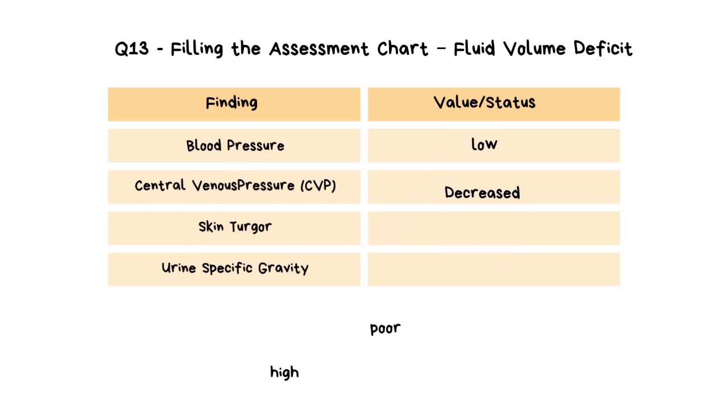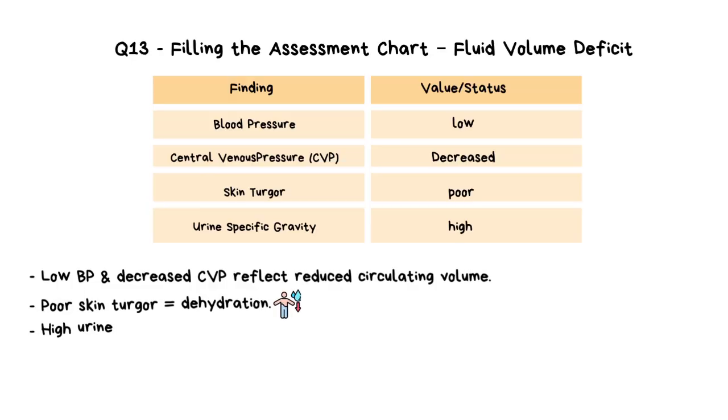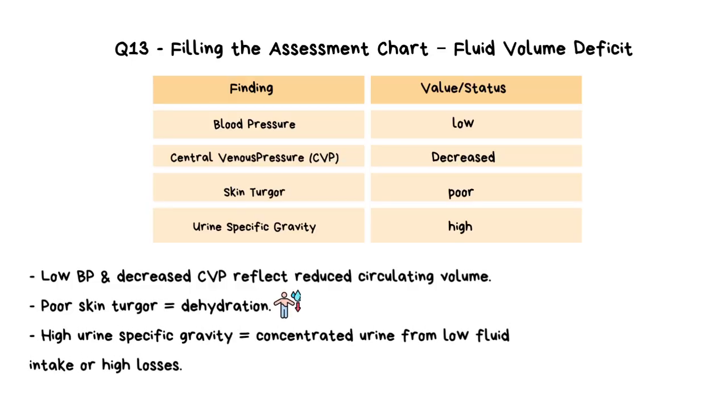Central venous pressure, decreased. Skin turgor, poor. Urine specific gravity, high. Rationale: low blood pressure and decreased CVP reflect reduced circulating volume. Poor skin turgor signals dehydration. A high urine specific gravity means the urine is concentrated because of fluid loss.